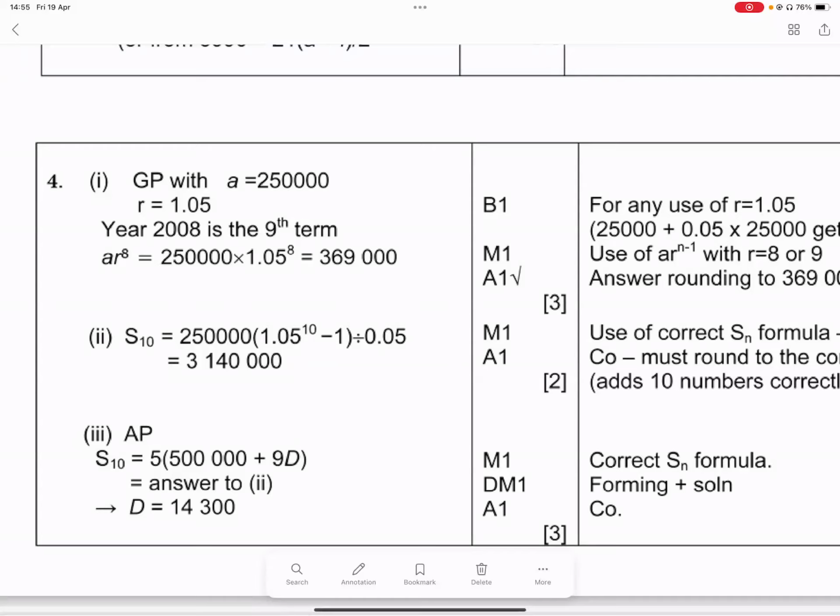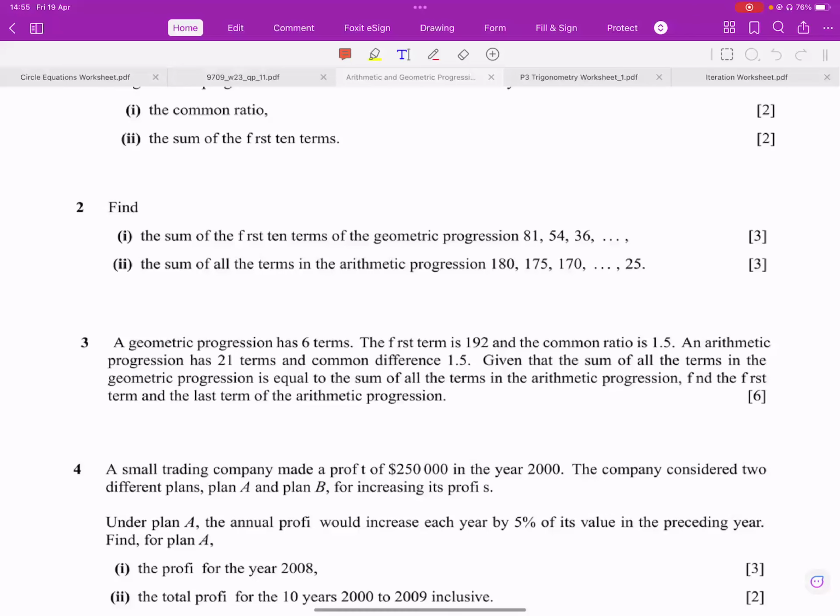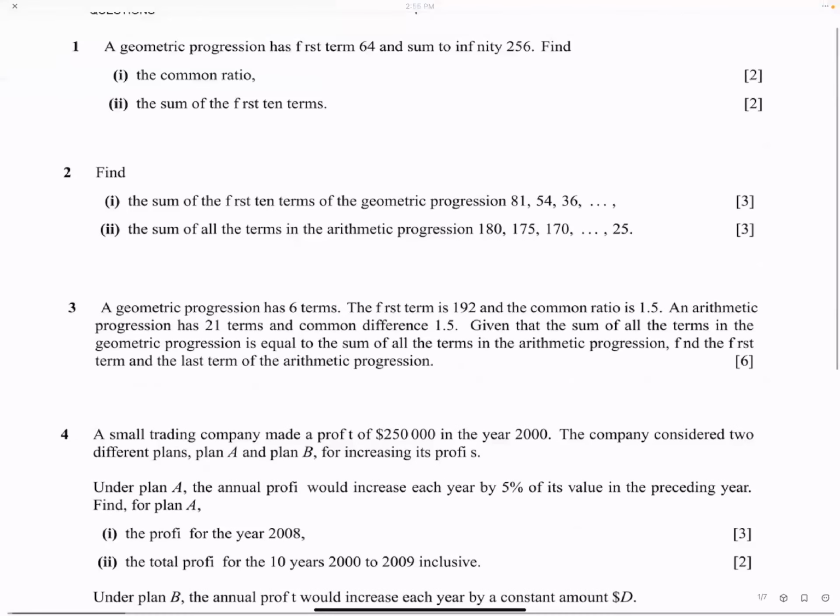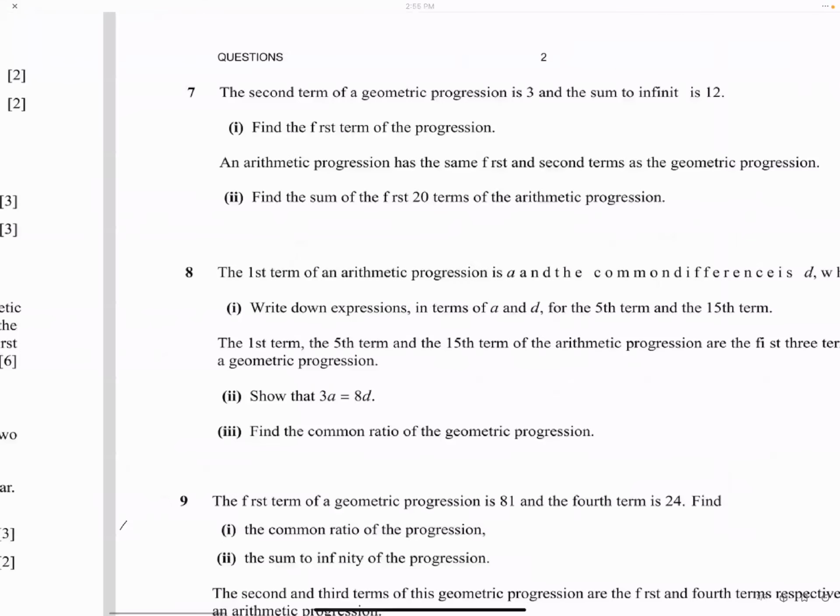Any other questions? Any other questions from the worksheet? No.